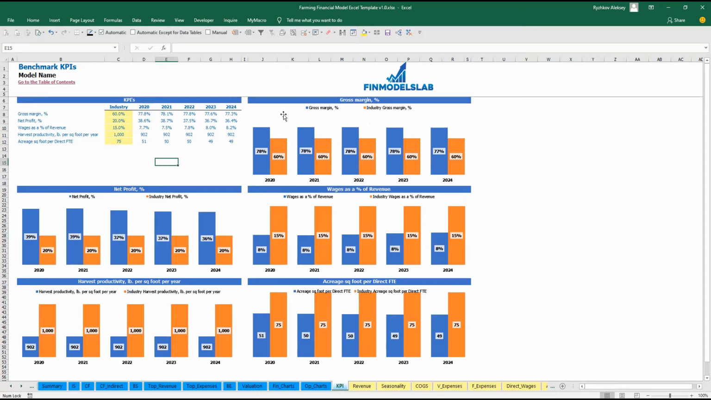The same information you may see on the charts, which is gross margin, net profit, wages as a percentage of revenue, harvest productivity, and acreage, square foot per direct FTE. On each chart you may see the orange, this is industry specific benchmark, and as a blue value, this is a value calculated by the model.